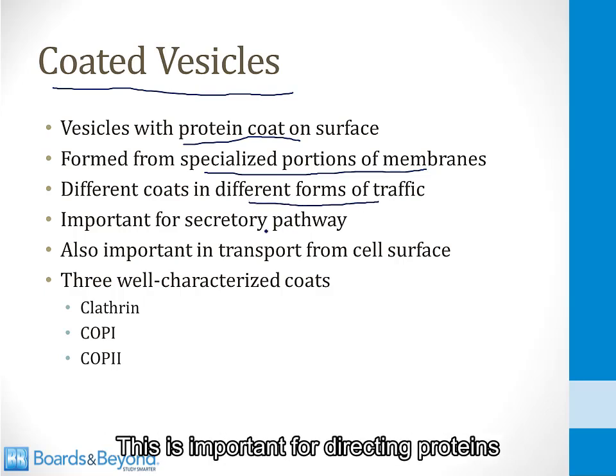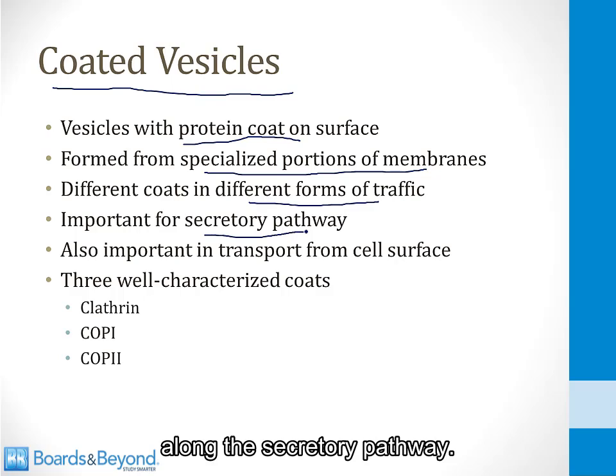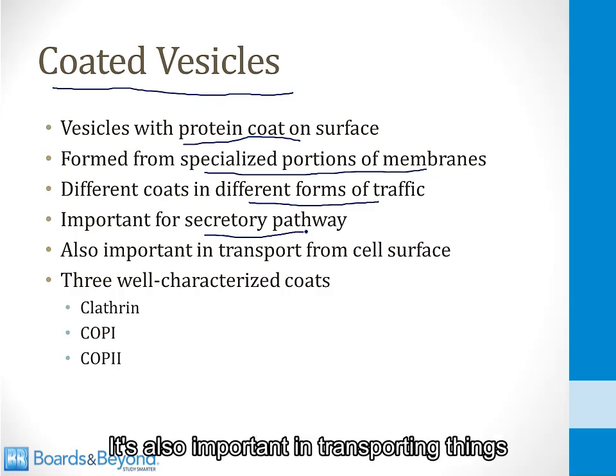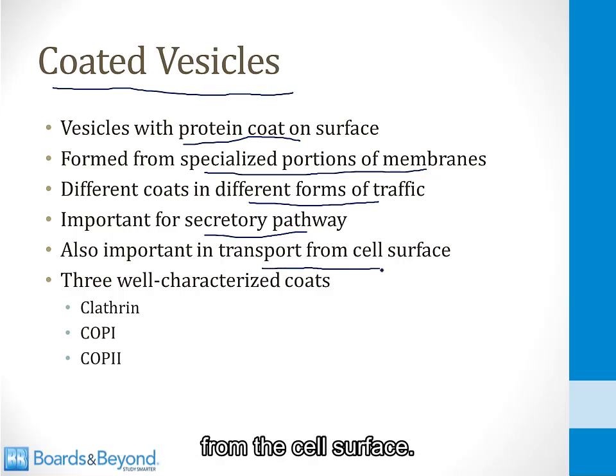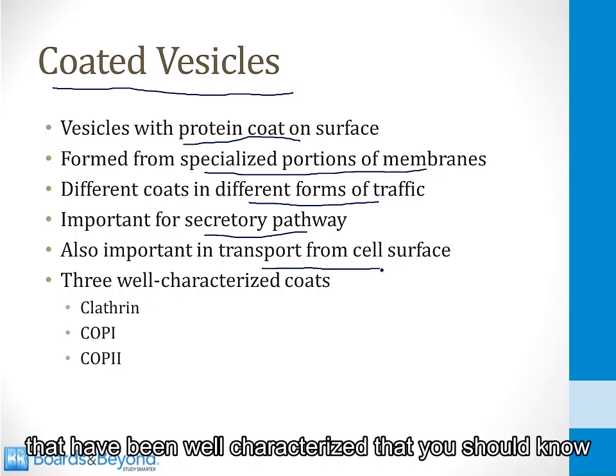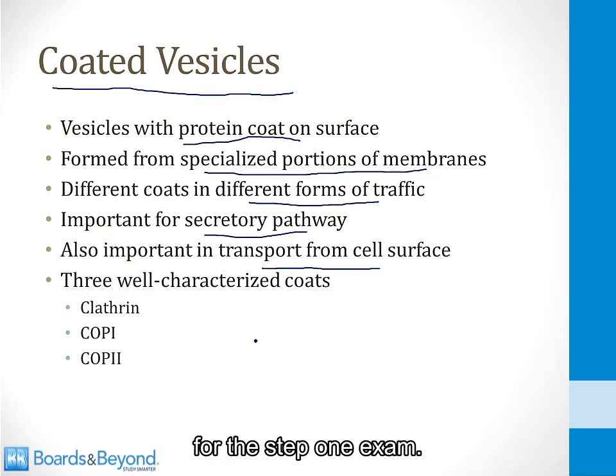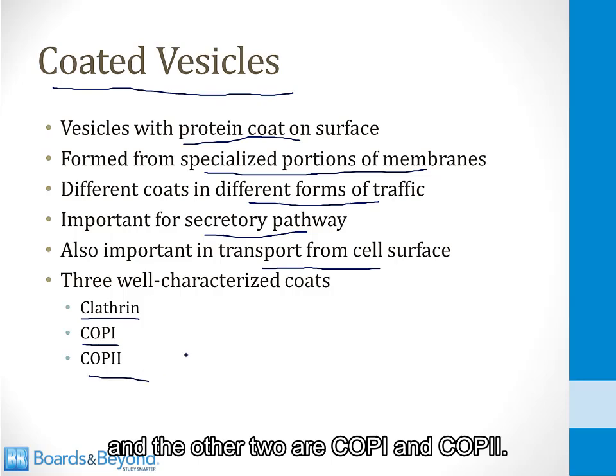And different protein coats are used in different forms of traffic inside the cell. This is important for directing proteins along the secretory pathway. It's also important in transporting things from the cell surface. And there are 3 vesicle coats that have been well characterized that you should know for the Step 1 exam. The first one is clathrin, and the other 2 are COP1 and COP2.